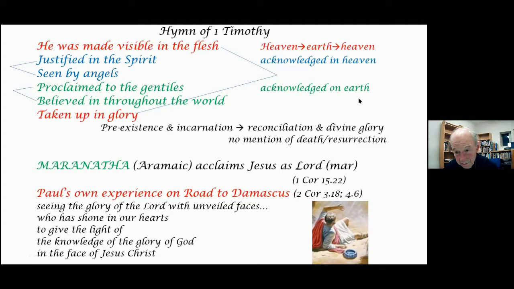I'd like to put in there, just underneath, Maranatha. That's an Aramaic word, which comes at the end of 1 Corinthians. The early Christians, the very earliest generation of Christians, were waiting for the coming of Jesus as Lord. Lord is Mar in Aramaic, as in a monastery in the Judean desert called Mar Saba.